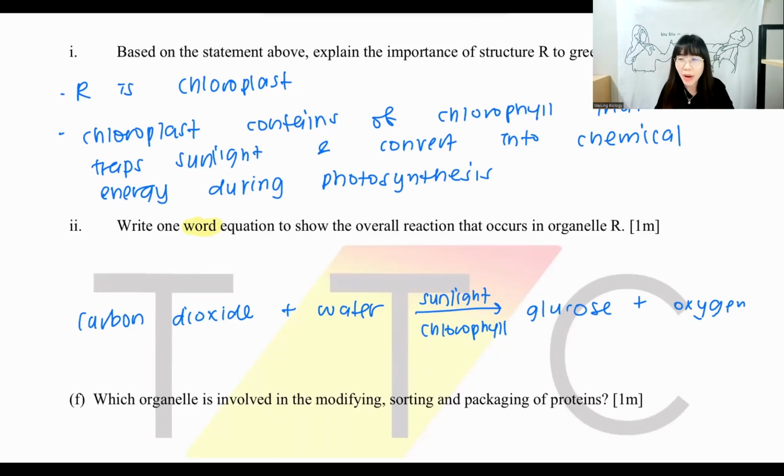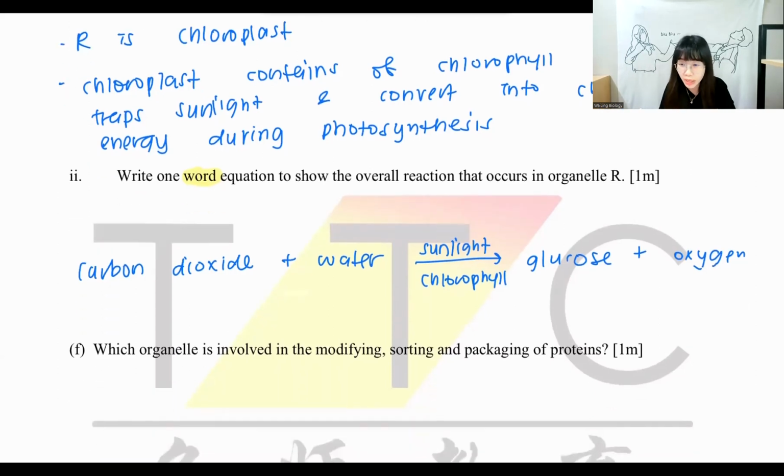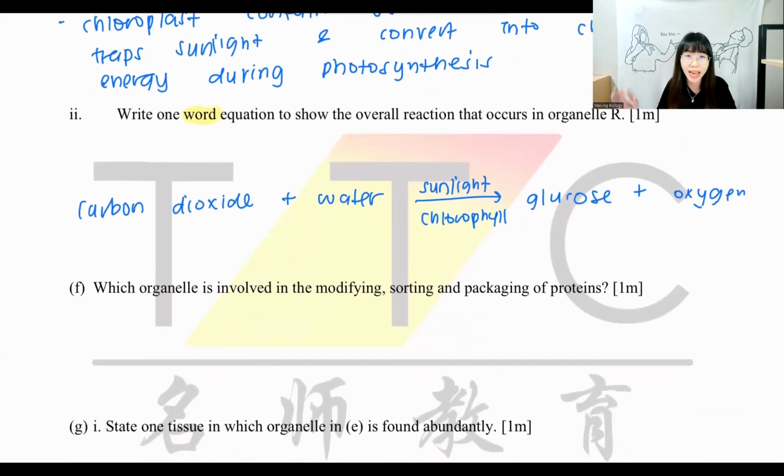We don't really learn about chemical equation in biology. Usually we just learn about word equation. Most of the time it's just word equation. But of course, if they want you to write chemical equation, you just change to chemical equation. But I don't think biology will ask you to write chemical equation. Chemical equation is more on chemistry.